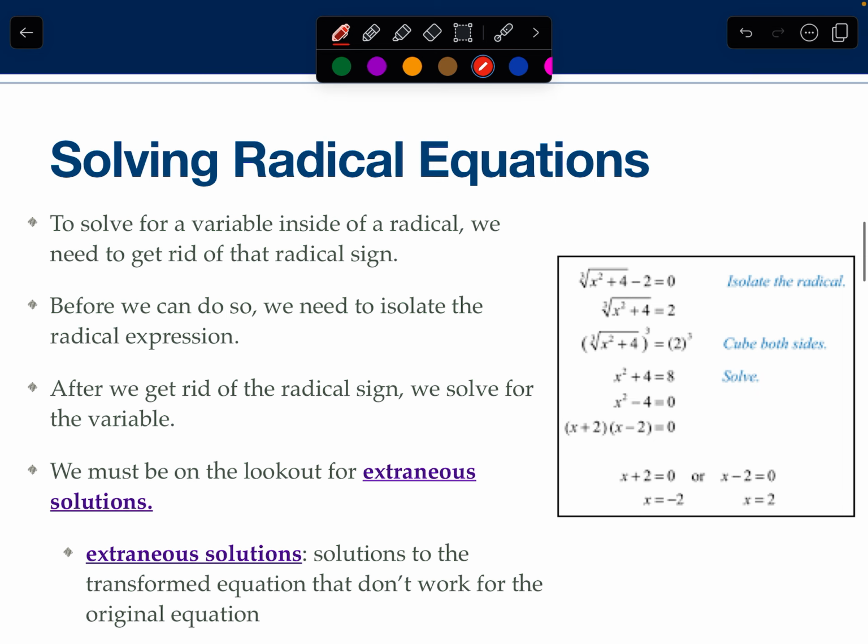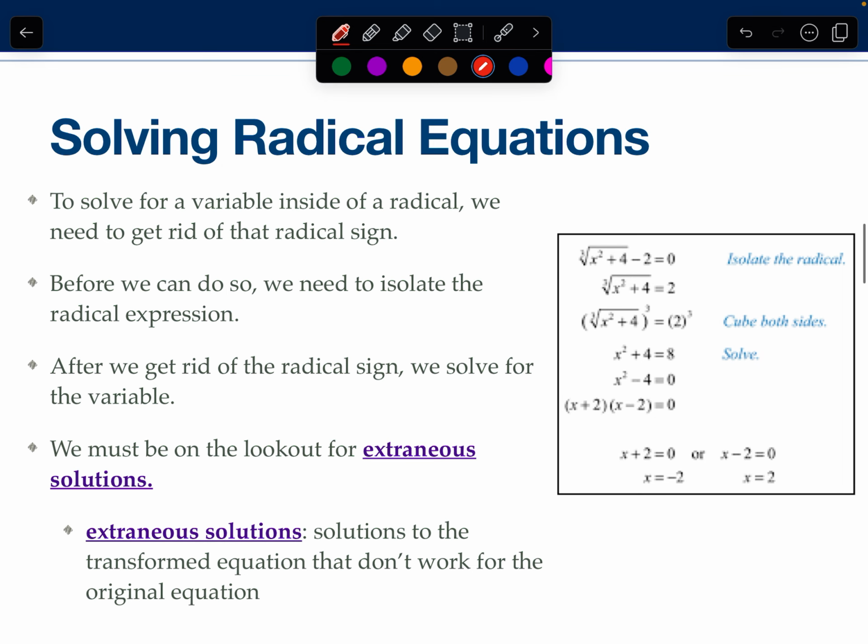We solve these equations much like solving other equations. We use inverse operations to peel away at the layers of this equation before we can get to that variable inside. Something to keep track of, though, is that when we go to cancel out the radical, we want to make sure we have that radical isolated first.